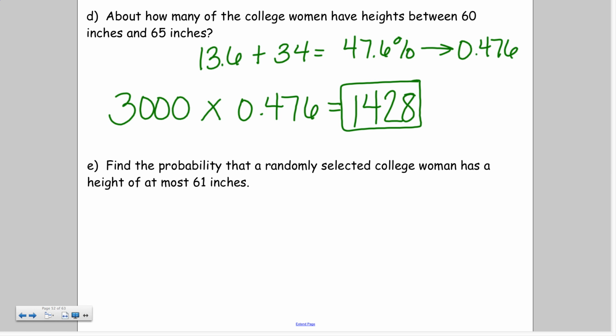All right. Find the probability that a randomly selected college woman has a height of at most 61 inches. We're not going to do that one either because it is getting into Z-score, so we'll do those in the next section. All right?